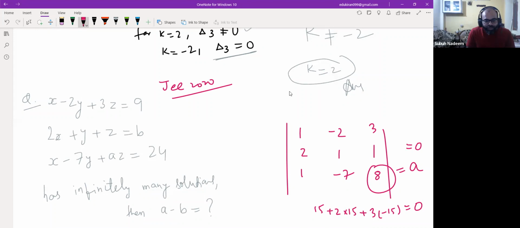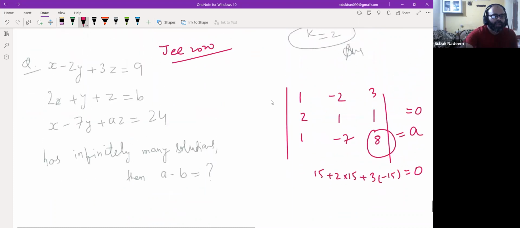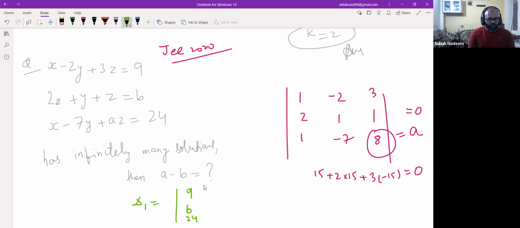Now, if you want to find that it has infinitely many solutions, you have to find b also for that. And for that, you can take delta 1 equal to 0 also, delta 2 0, delta 3 0. Any one of them you can take, like if you take delta 1, it will be first column replaced by 9, b, 24. Second column will be as it is. And 3, 1, a, you have already found 8, equate it to 0 and get b. I want every one of you to get b, not any one person.